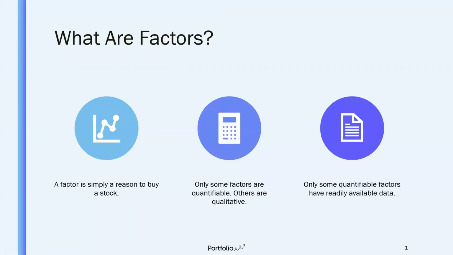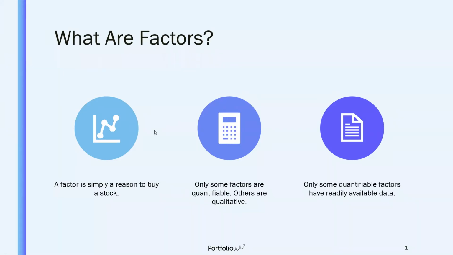What are factors? A factor is simply a reason to buy a stock. Is it cheap? Does the company have a brilliant CEO? Is the industry poised to make a comeback? Is its market share increasing? Those are all factors. Those are all the things that everyone who buys stocks thinks about when they decide whether or not to buy the stock. So that's what a factor is.